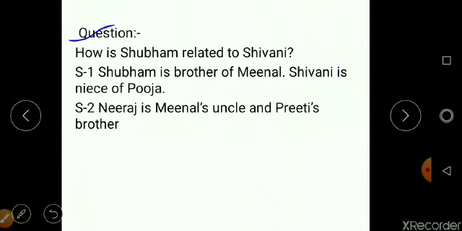The first question is, how is Subham related to Shivani? Now two statements are given, statement 1 and statement 2. The first statement is Subham is brother of Meenal, Shivani is niece of Pooja. And the second statement is Neeraj is Meenal's uncle and Preeti's brother. First we will consider the first statement, then the second statement, and we will draw the diagram for both the statements. So how will you draw the diagram for both the statements?